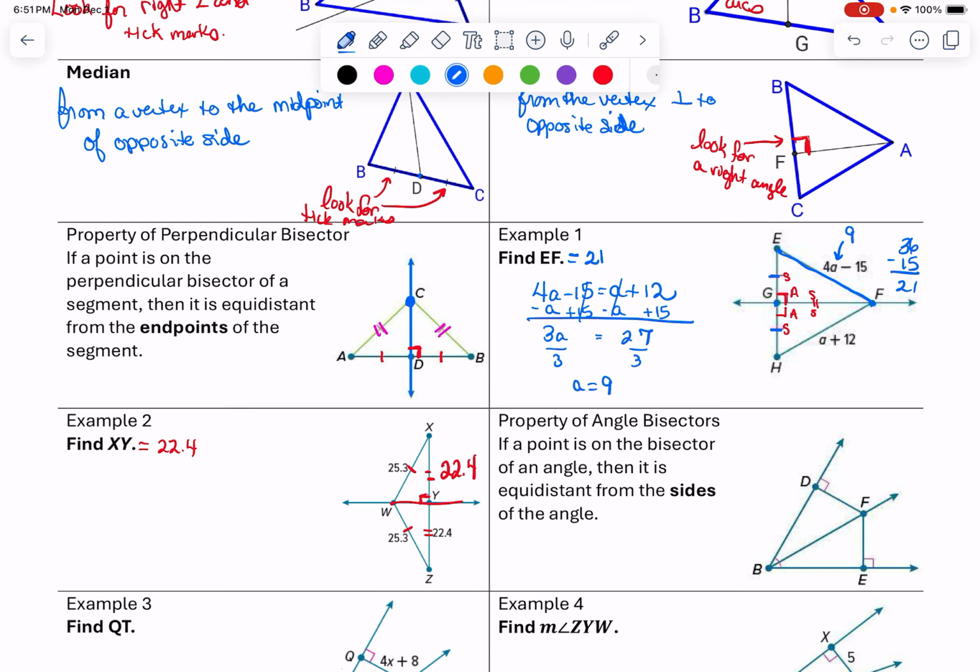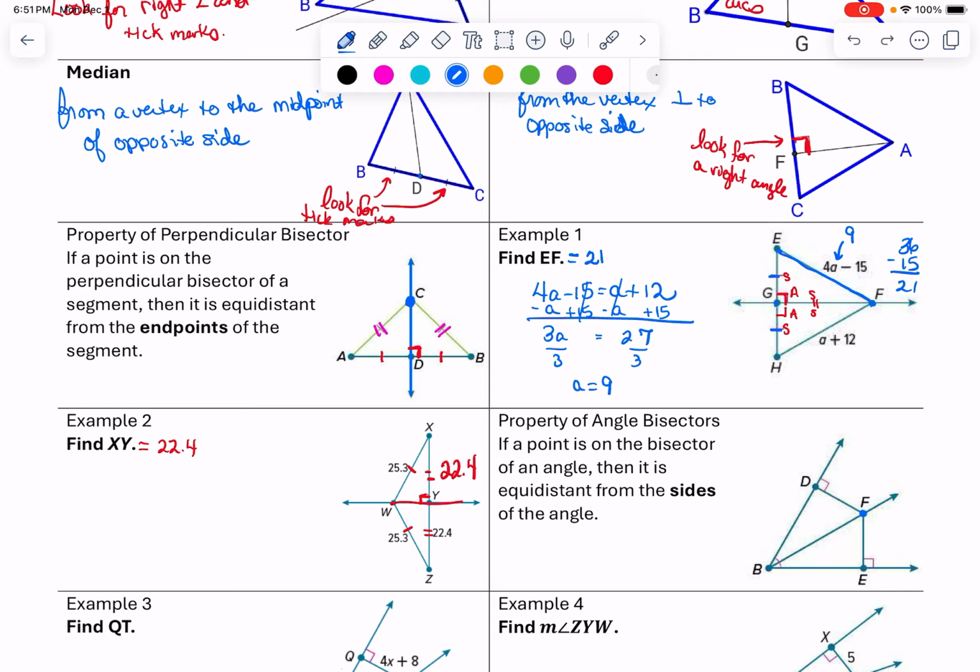An angle bisector is a segment, a ray, or a line that cuts an angle into two equal pieces. So if one point is on the angle bisector, then it has to be equidistant from the sides of the angle. So F is on the angle bisector. We see the two arcs showing that the angle was cut in half.